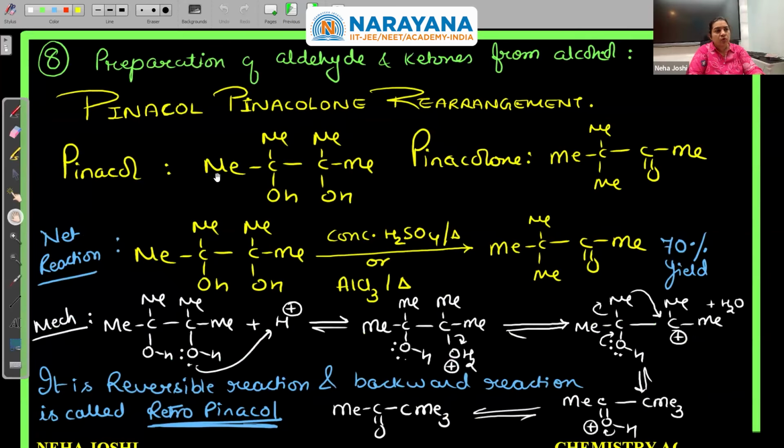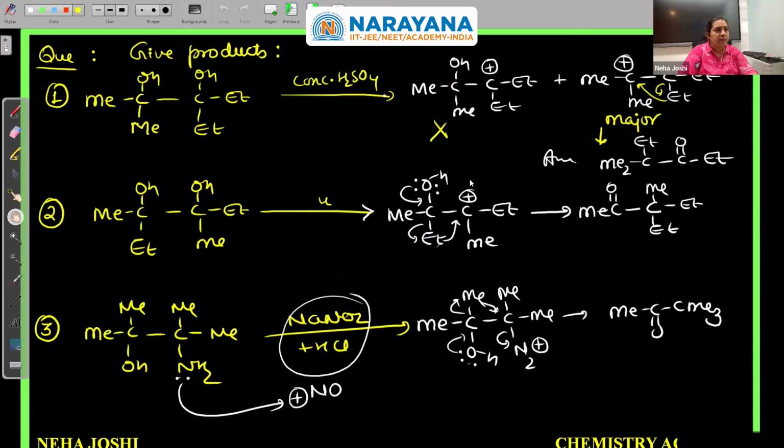So here is some more regarding pinacolone rearrangement. We have done it somewhat, and let me add some more things. As we were saying, the net reaction is carbocation formation, then rearrangement and formation of ketone like this. It is completely reversible, so the backward reaction is also possible, and that is called retropinacol.